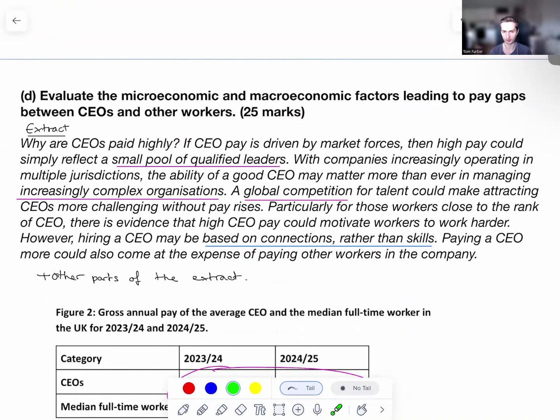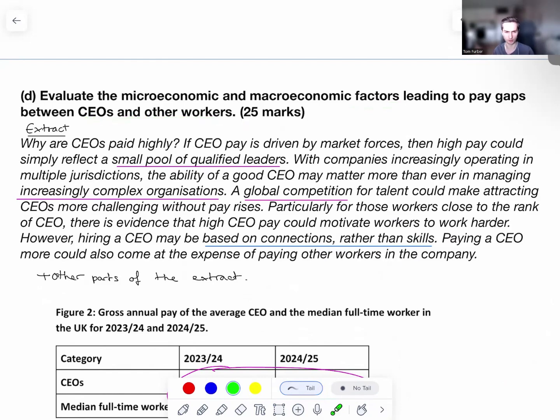This is the first of 225 markers for question 2. In the exam, of course, you only have to pick one of the two. I'm going to go through both of them again. So evaluate the microeconomic and macroeconomic factors leading to pay gaps between CEOs and other workers. This is a factors or causes question, so it's a bit tougher than the consequences questions. You have to think about everything linking back to the pay gap between CEOs and other workers at the end.